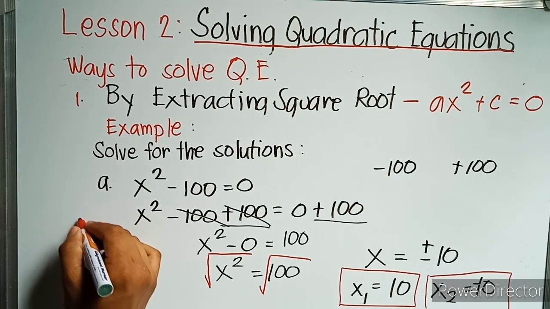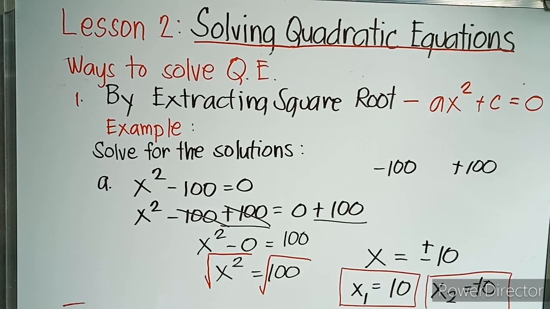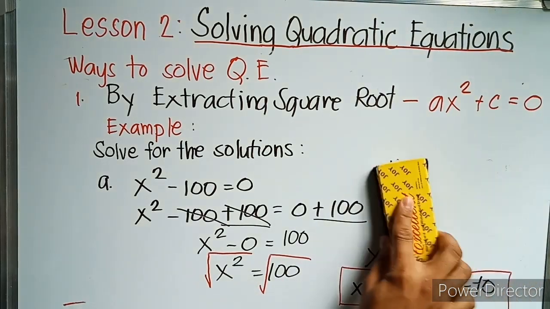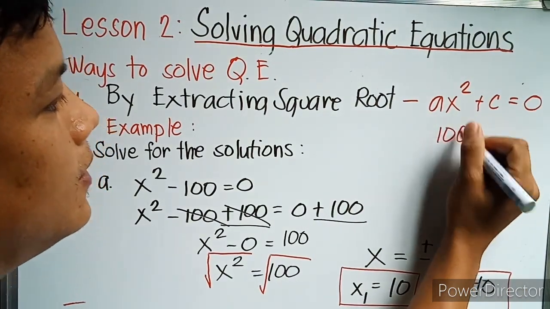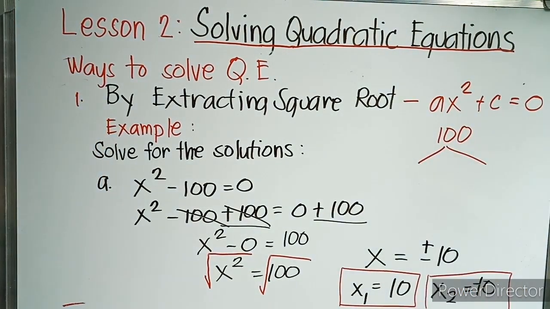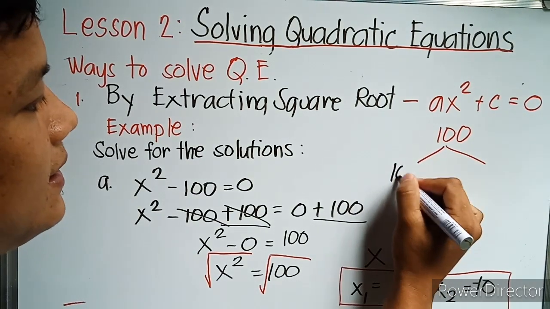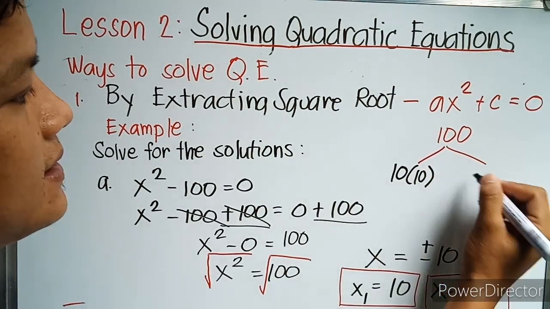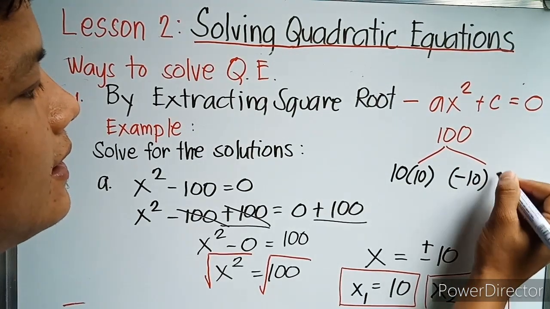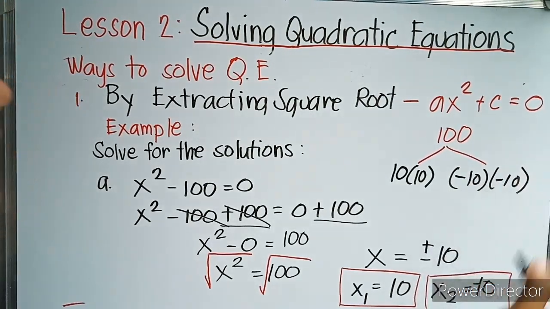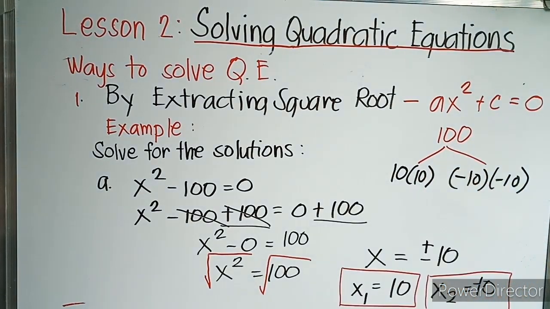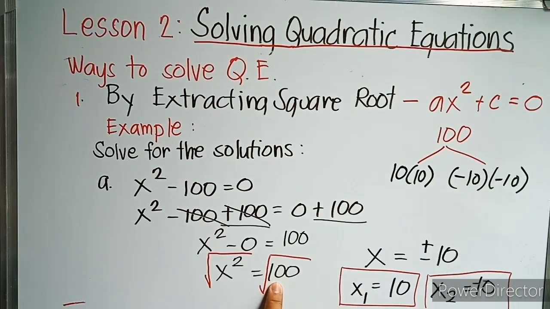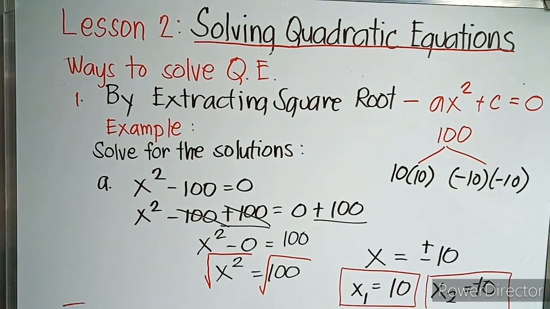Kasi, yung ating 100, pwede siya na 10 times 10, tsaka negative 10 times negative 10. So, 10 times 10 is 100, negative 10 times negative 10 is also 100. Kaya ang square root ng 100 ay positive 10 at saka negative 10.